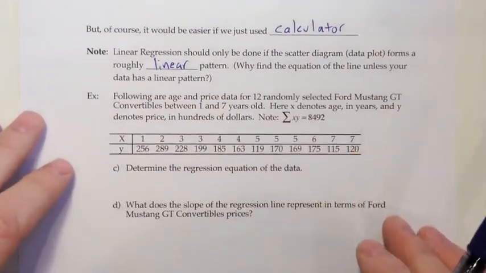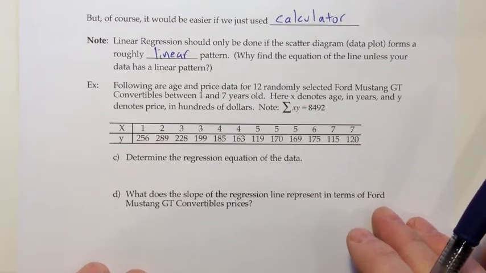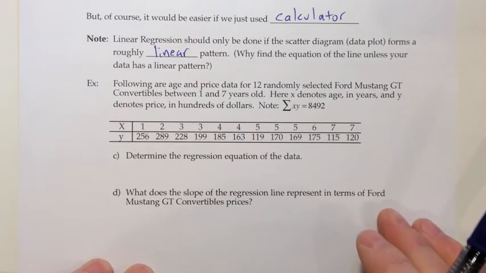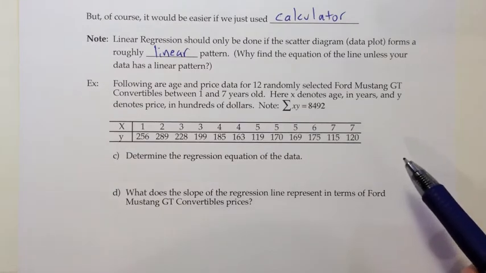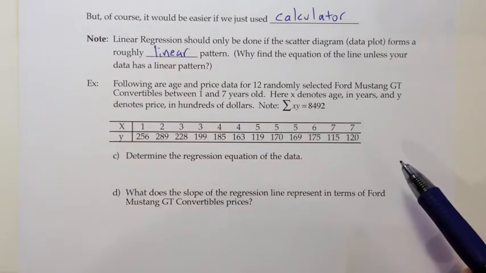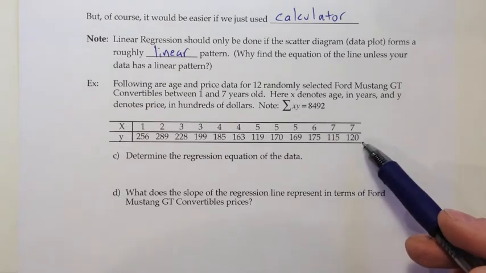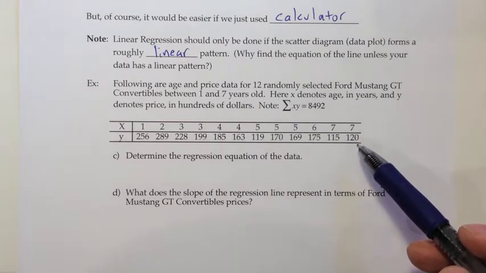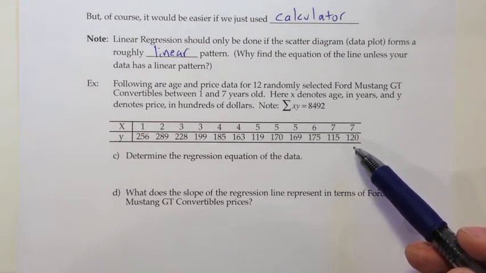All right, so let's go ahead and take that skill we just learned on the calculator and apply that to our example for the Mustang convertibles. So the following are the age and price data for 12 randomly selected Ford Mustang GT convertibles between 1 and 7 years old. That's the same list that we saw in the earlier pages of the notes. And here X denotes the age in years and Y is the price in hundreds of dollars.